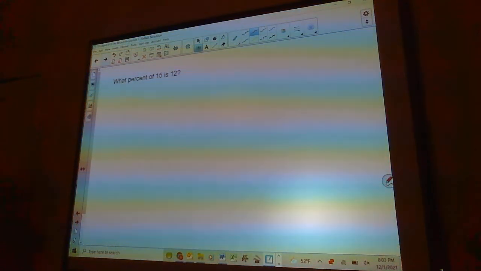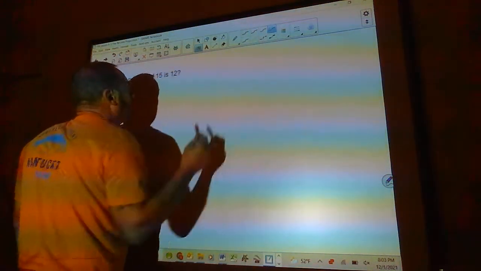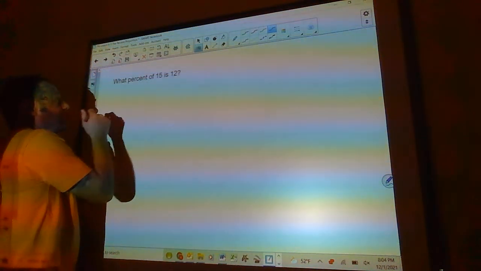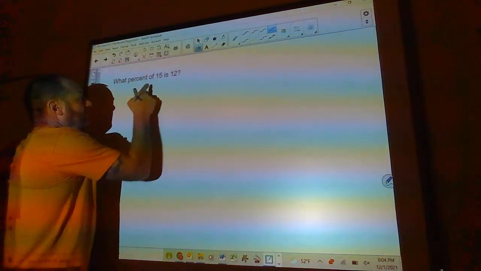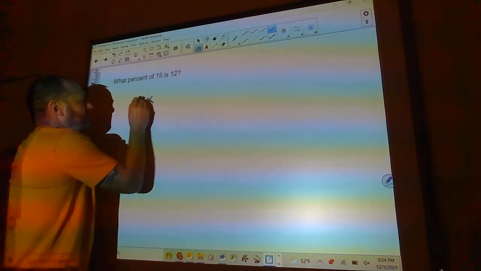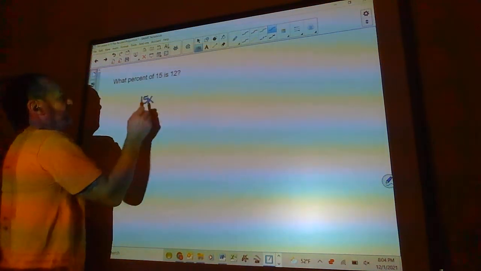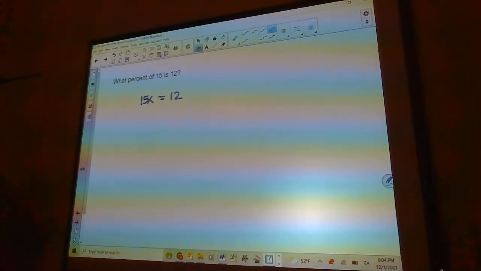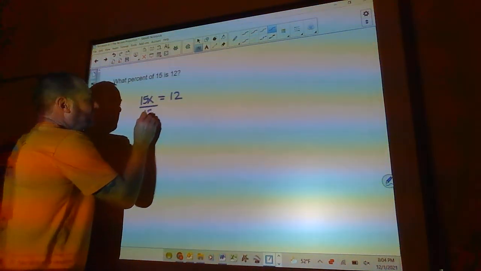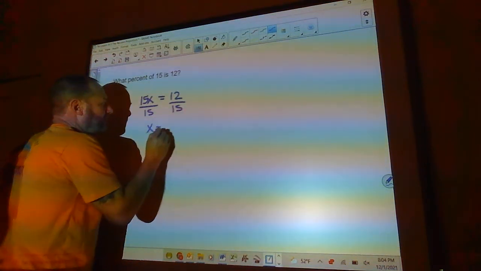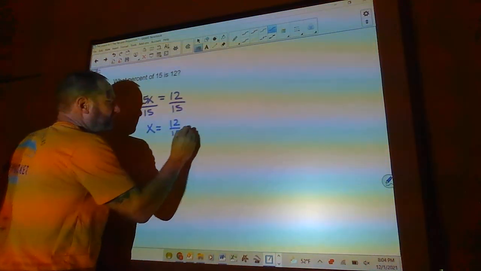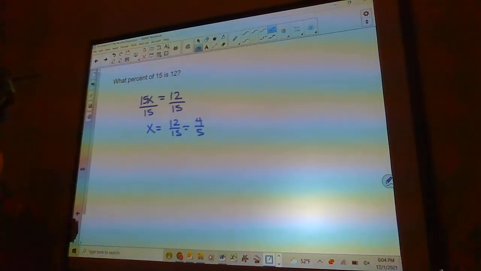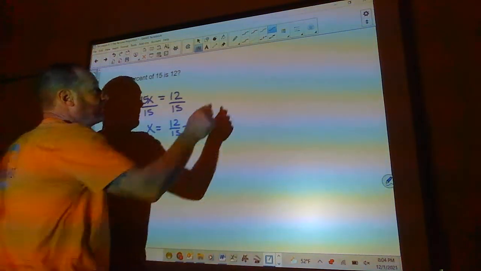So what percent of 15 is 12? Okay, so this is a problem. I would set this up this way. What percent, that's my variable. Of means times 15. So this means 15 times x equals 12. And then you just got to solve that. Okay, so divide by 15. X equals 12 fifteenths. Now that'll reduce because 3 will go in there 4 times, 3 will go in there 5 times. So that's 4/5.